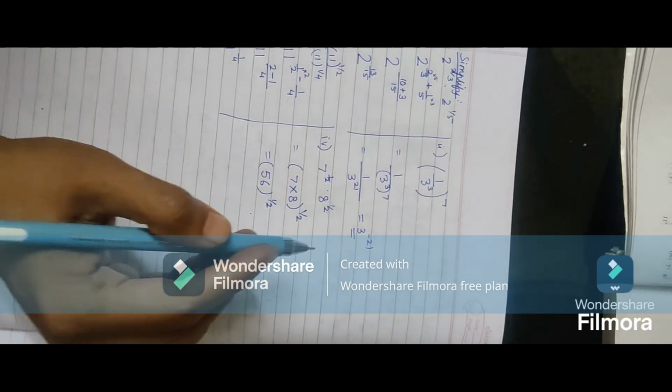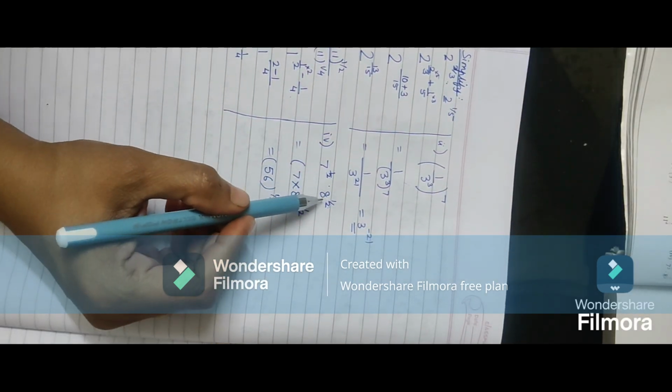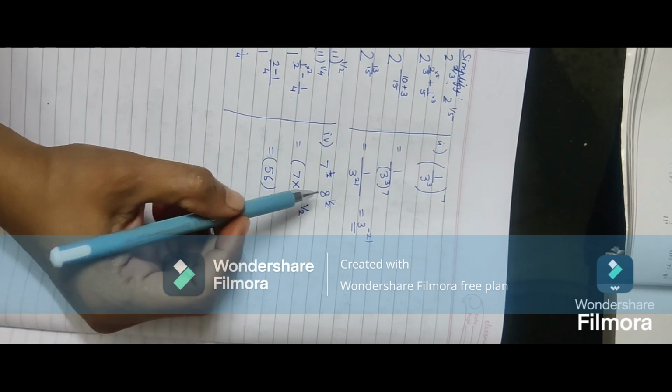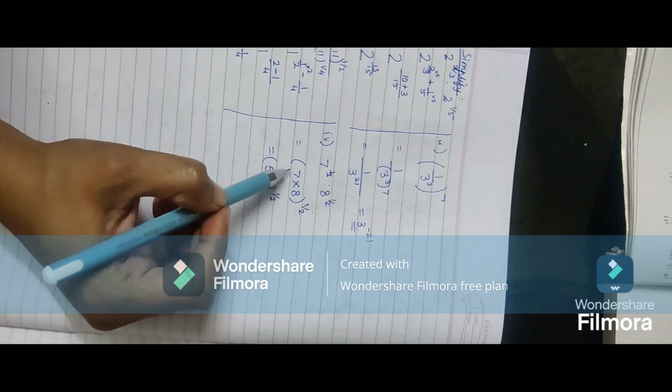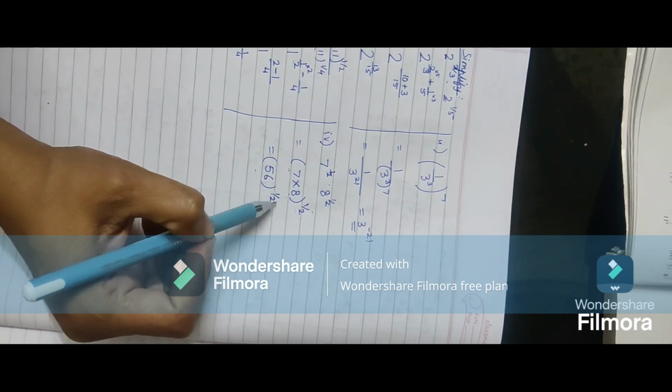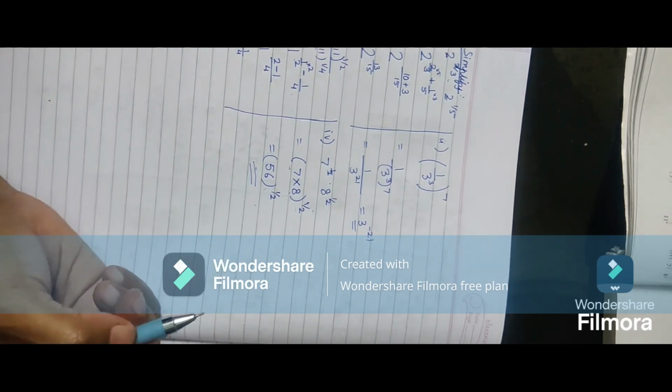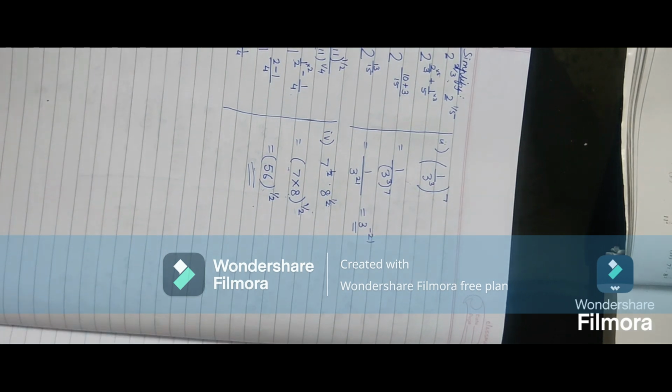Okay, the fourth one, 7 raised to half into 8 raised to half. Here the powers are common, so I have taken the power common and the bases I have multiplied, 7 8s are 56 and half. So this ends the sum and the chapter 2.